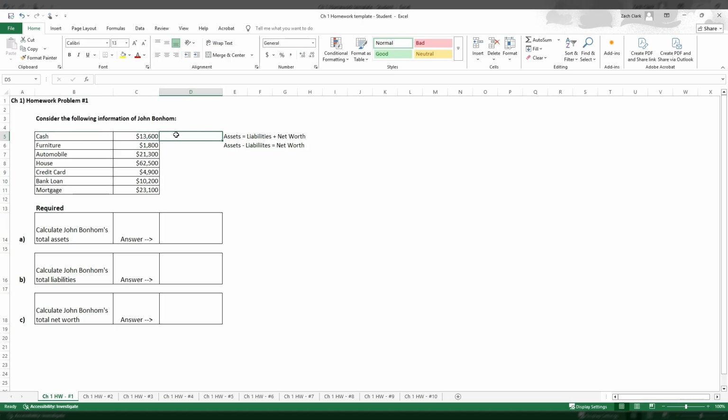So the first consideration here is cash. So that is an asset. So we'll note that. The second consideration is furniture. That's something that we own again. So it is also an asset. Same thing with an automobile. It is an asset. A house is an asset.